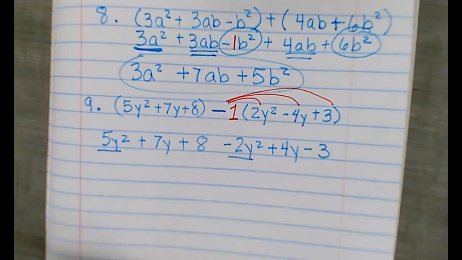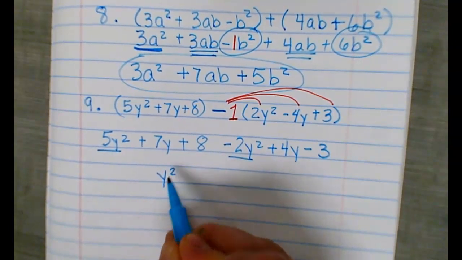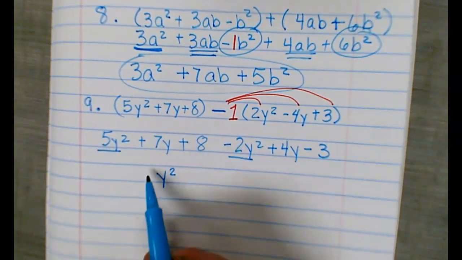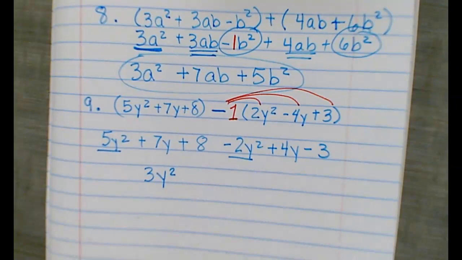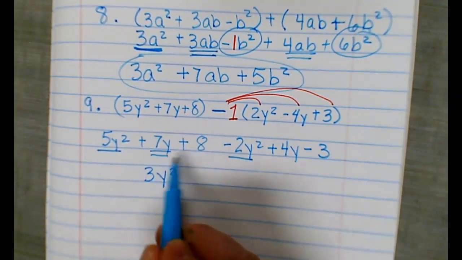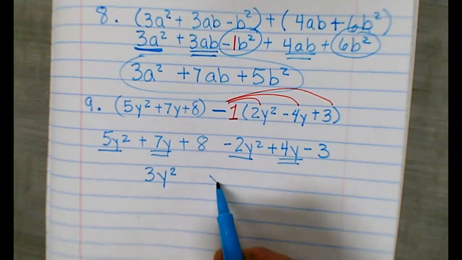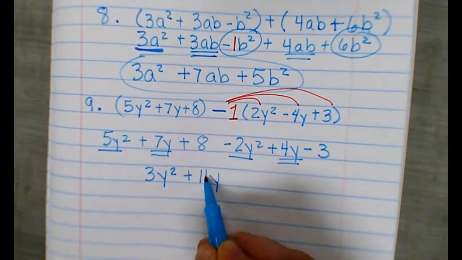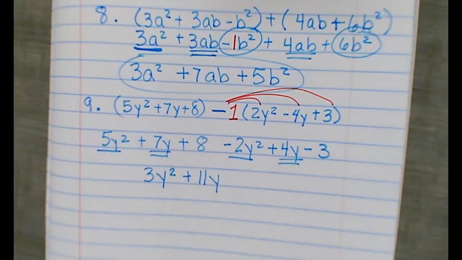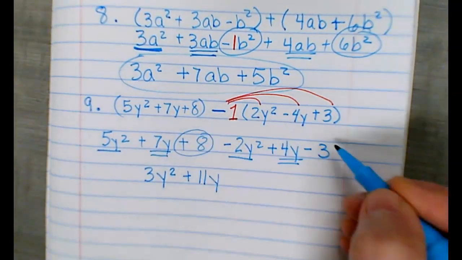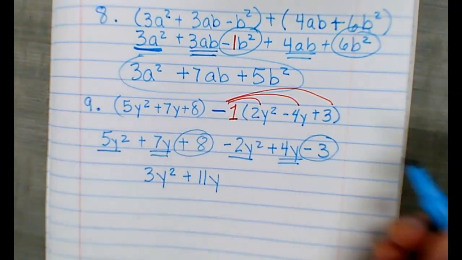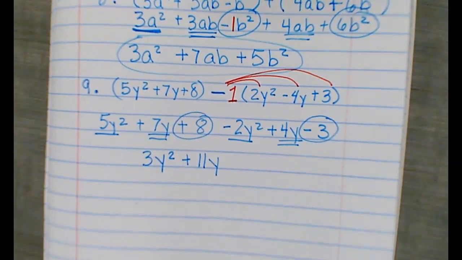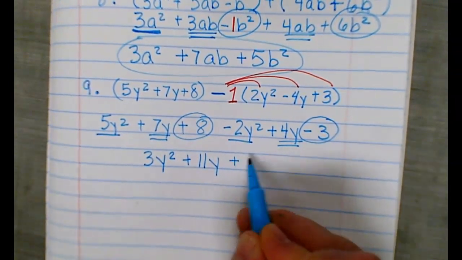This one has a y squared, this one has a y squared. So the answer has a y squared. 5 plus a negative 2. This one has a y, this one has a y, the answer has a y. 7 plus 4. This one is a constant. It doesn't have a variable at all. This one is a constant. 8 plus a negative 3.